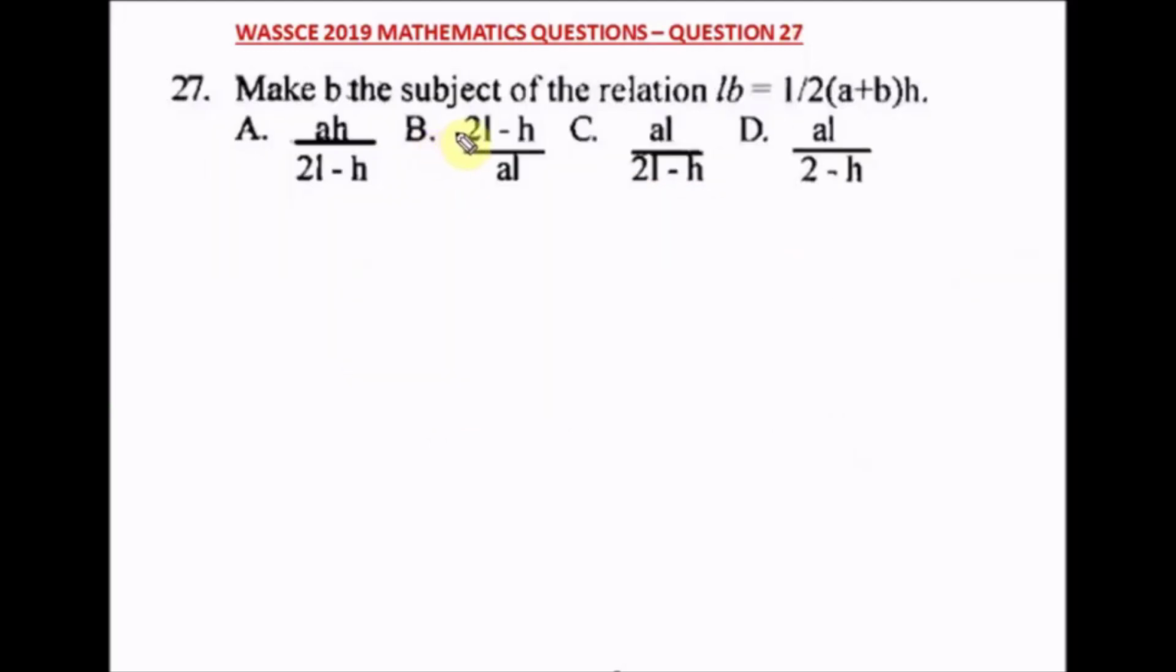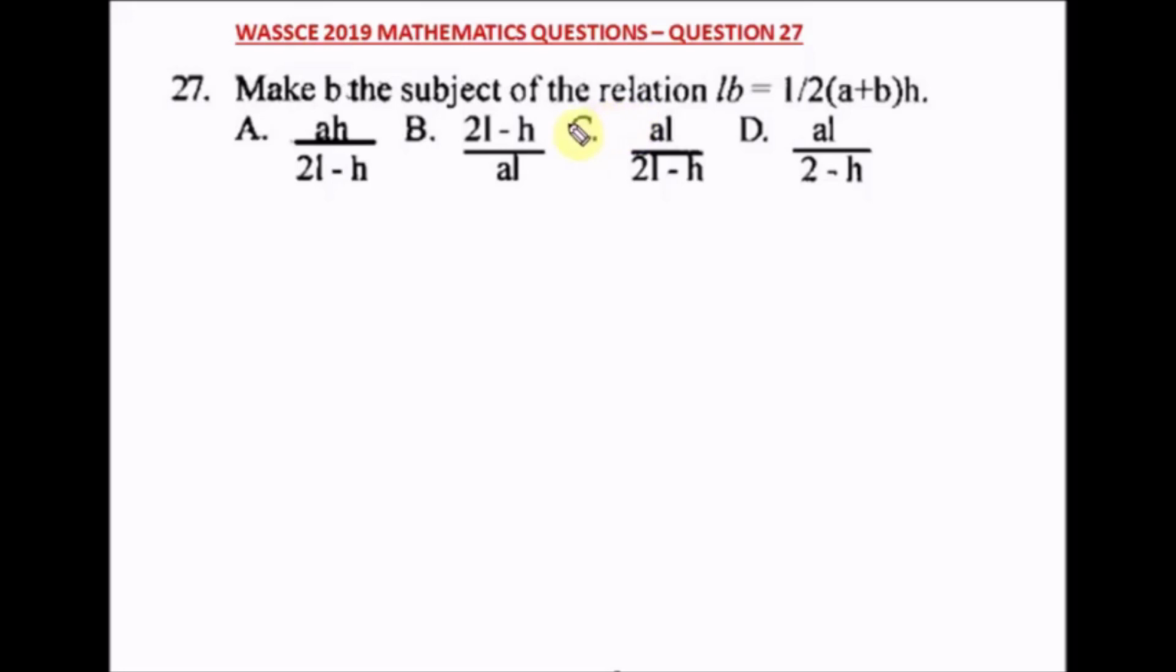Question 27 of the WAEC 2019 Mathematics Past Question. It says, make B the subject of the relation. It just means make B the subject of the formula. Always know that there will be a question on change of subject of a formula in your WAEC. There must be one question.